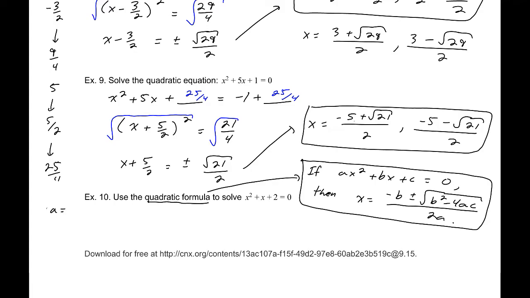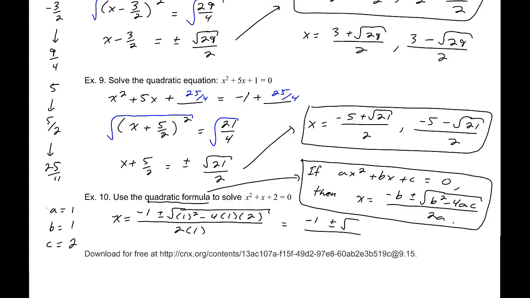All right, so a for this equation is 1, the coefficient of the x squared term. b is the coefficient of the x term, so that'll be 1. And our c value is our constant, so this will be 2, because it is in the form equals 0. All right, so x equals negative b, that would be negative 1, plus or minus the square root of b squared minus 4ac, all divided by 2a. That will be negative 1 plus or minus the square root of something over 2. And that would be 1 minus 8, that is negative 7.